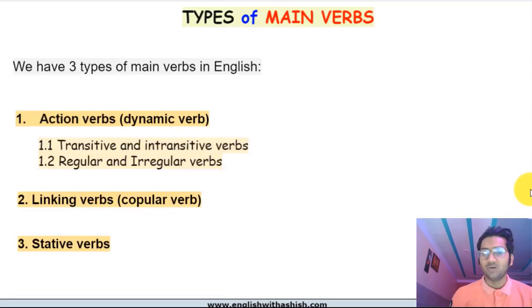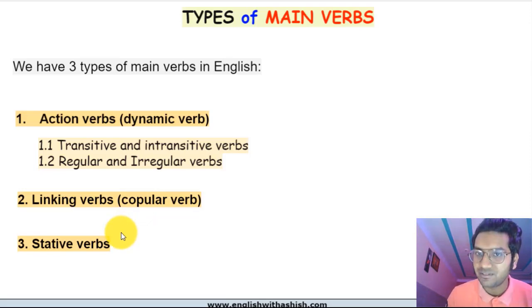Okay, so what are the types of main verbs we have in English? We have three types of main verbs. Number one, action verbs. And these can be divided into two categories, transitive and intransitive verbs, and regular and irregular verbs. We'll talk about them separately. Number two, linking verbs, that are also known as copular or copular verbs. And number three, stative verbs. All right, let's talk about all of these one by one.